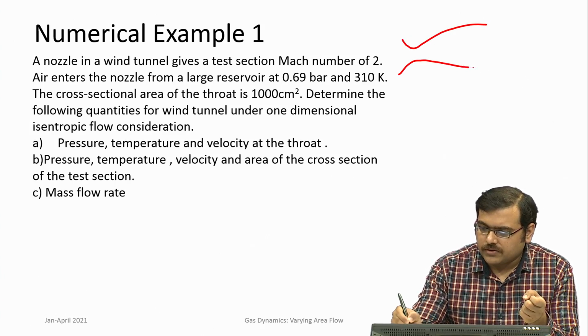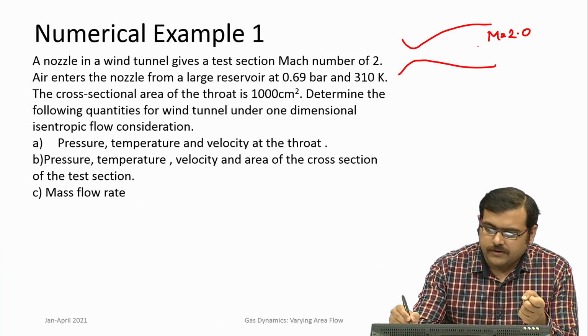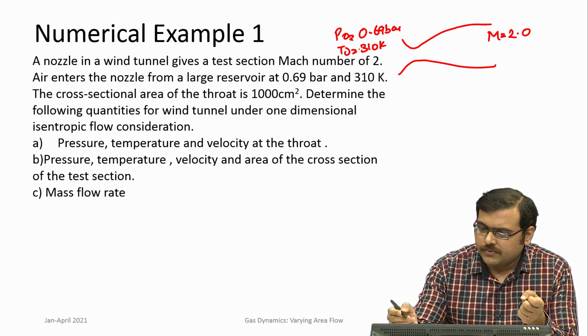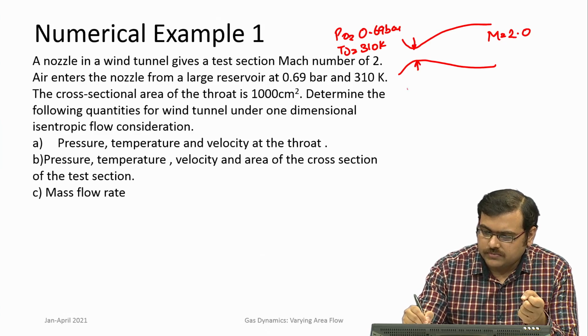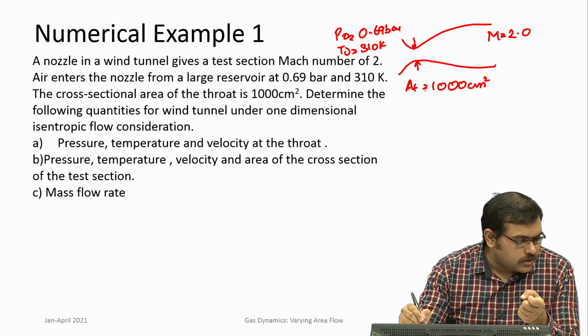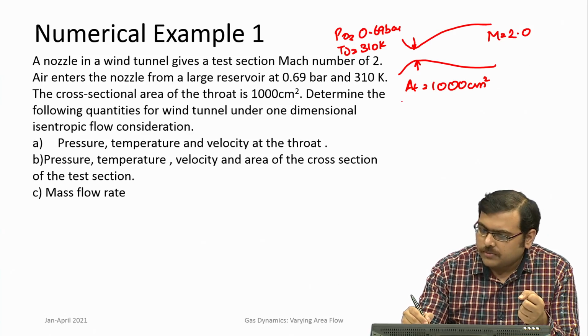So, you have a nozzle and exit Mach number is given. So, Mach number is 2.0 and that is also known that 0.69 bar and 310 Kelvin are P0 and T0, and area at throat is known. So, AT is 1000 centimeter square. So, let us see how to go about this problem.